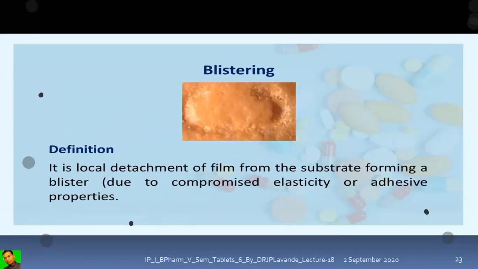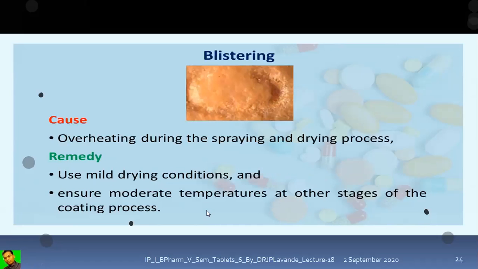Then there is blistering. You can see here the blistering. How is blistering defined? It is the local detachment of the film from the substrate forming a blister. The coating or the layer will get detached from the surface of the tablet, and it will lead to the formation of a blister. So it is due to compromised elasticity or adhesive property. The cause is overheating, the overheating during the spraying and drying process.